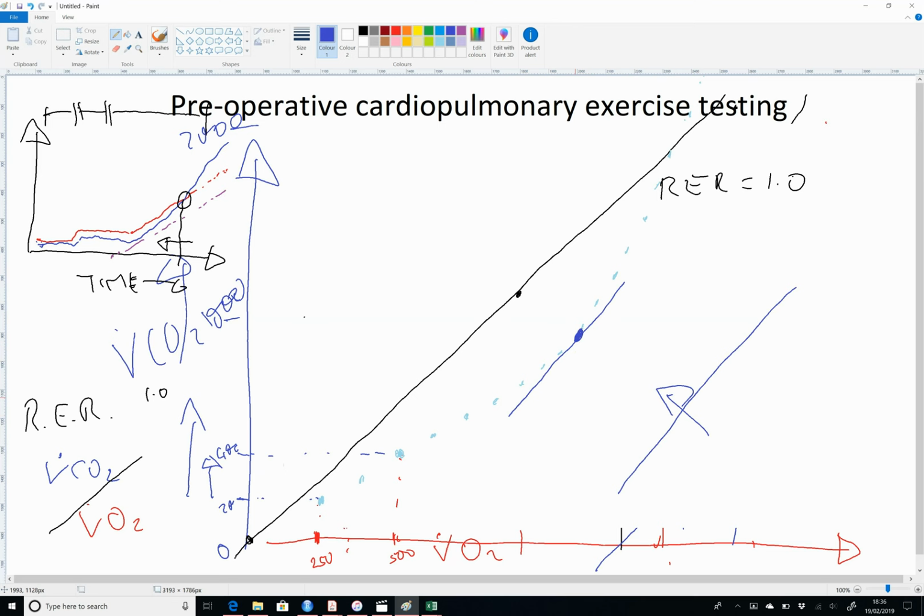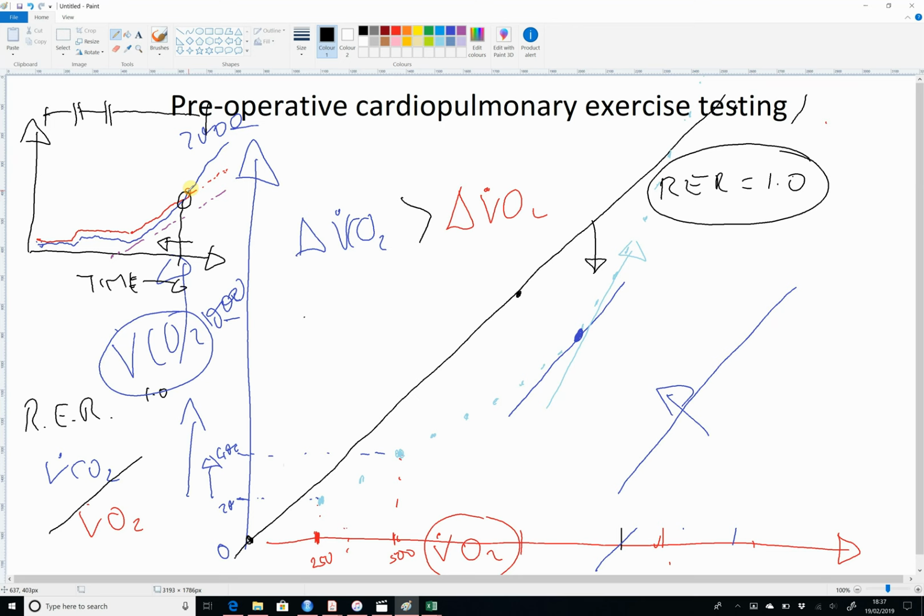Now, do you remember that what I said was the delta change in carbon dioxide output above the anaerobic threshold is greater than the change in oxygen consumption. So the slope of these blue dots becomes greater than 1. However, the absolute value of the ratio of carbon dioxide output to oxygen consumption remains, at least for quite a while, below an RER of 1. So the anaerobic threshold occurs before you reach the RER of 1. It occurs before those two lines cross over on the real-time plot.